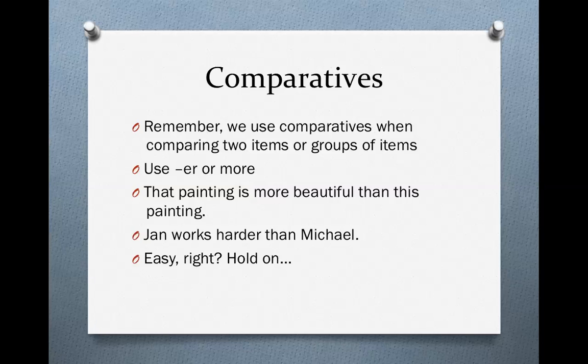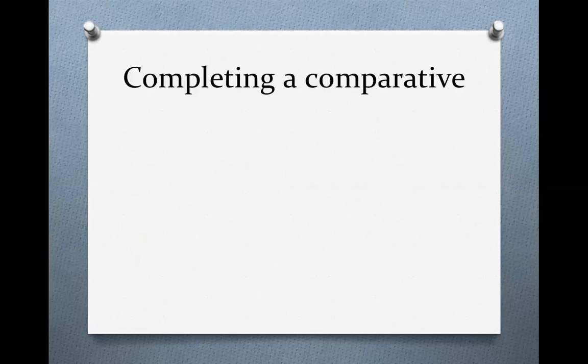Some examples. That painting is more beautiful than this painting. Another example. Jan works harder than Michael. In the first sentence, we have a verb, is. Then we use more plus the adjective, more beautiful. And then than. You must always have than. In the second sentence, we have our verb, works. We add ER to the adverb, harder, and we add than. Always use than. This is clear, right? Very easy. But it gets a little more complicated, so let's look at some more examples.